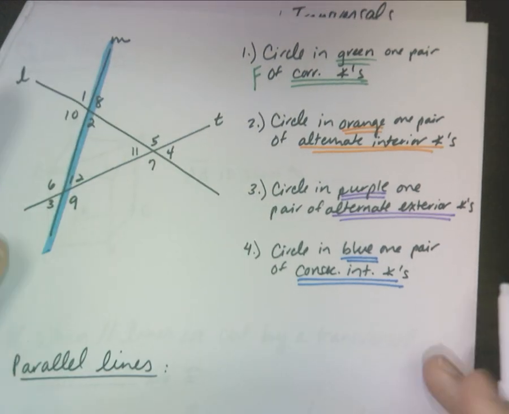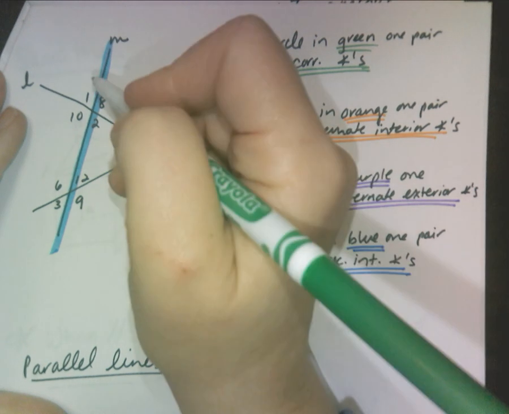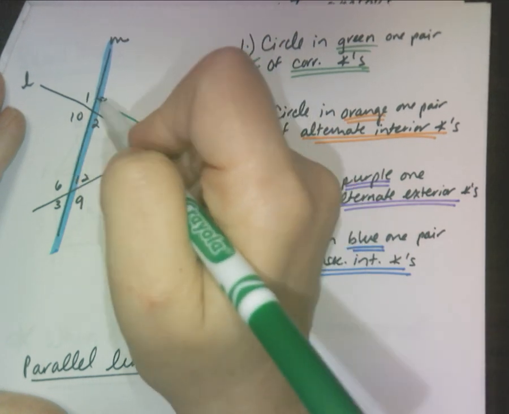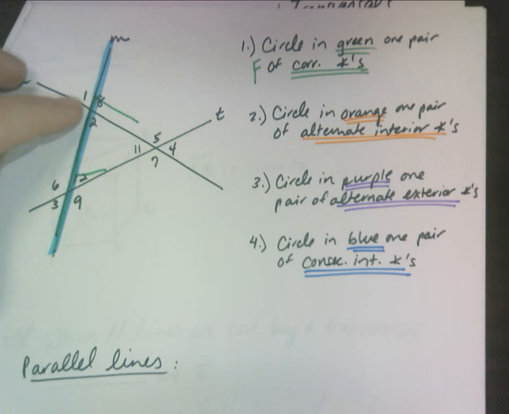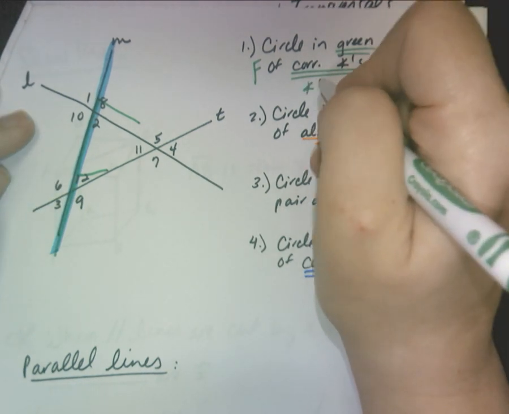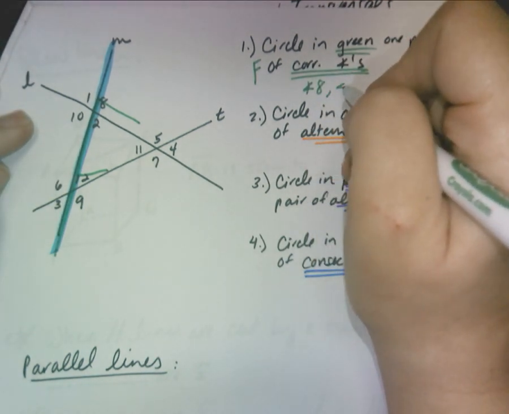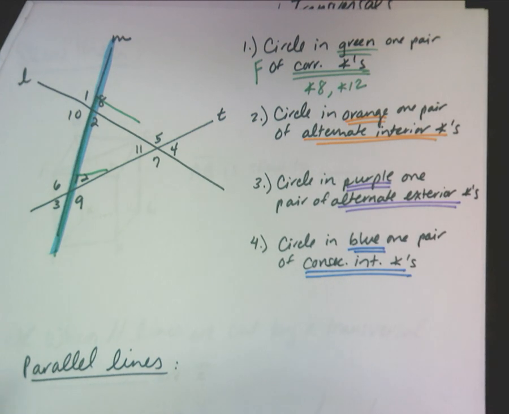So if M is my transversal and I'm looking for that F shape, I'm going to kind of go like this and this, the 8 and the 12. Those are corresponding. All right, and again, several other options you could have chosen, done the flip of it. You could have made this your transversal. Try to find a bunch of different pairs. You want to practice this, okay?